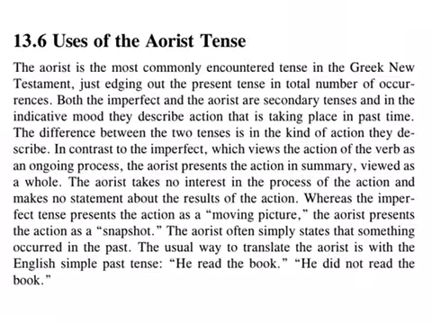Both the imperfect and aorist are secondary tenses in the indicative mood. They describe action that is taking place in past time. The difference between the two tenses is in the kind of action they describe. In contrast to the imperfect, which views the action as ongoing, aorist is just summary. So that's mainly what you need to know. It's just a snapshot. Where imperfect would be like you're watching a movie, aorist would be there's a picture.